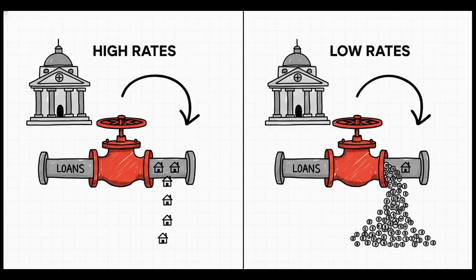Think of it like a valve. By raising that key interest rate, the central bank makes it more expensive for commercial banks to do business, so they make fewer loans. When they lower the rate, it gets cheaper, and they're more likely to open the floodgates. This control over profitability, that's the ultimate limit on how much money commercial banks can just create out of thin air.